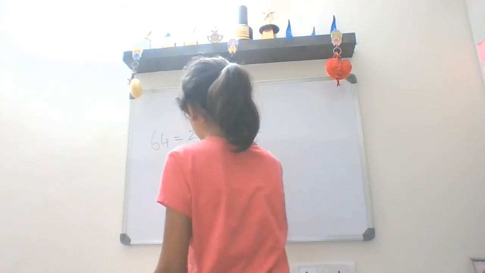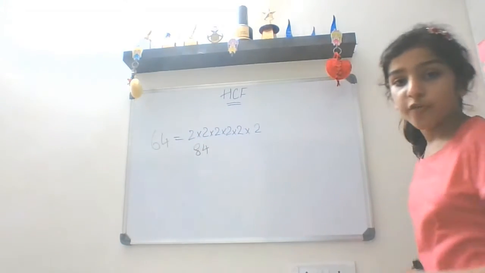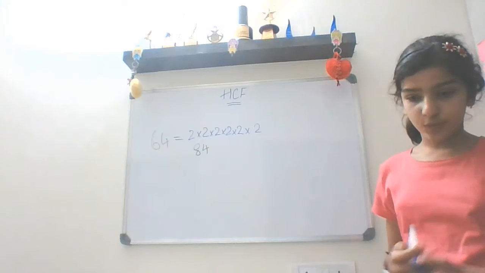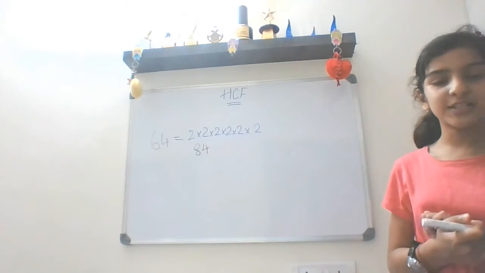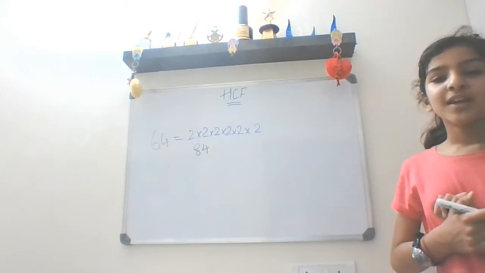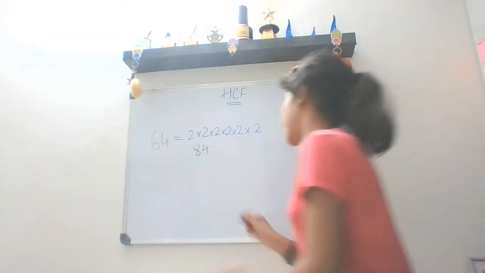84, I'm sorry. So for 84, let's do it. Can you name two factors of 84 that when multiplied give 84? They are 42 and 2.